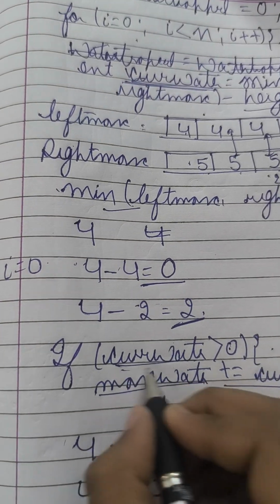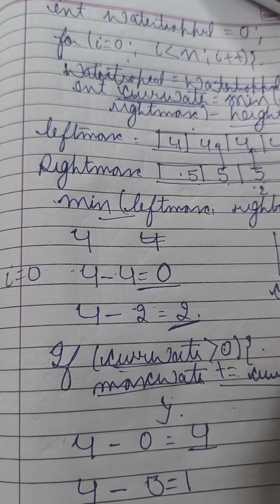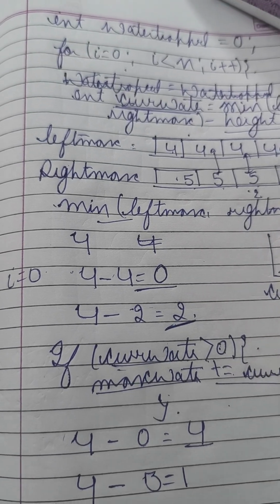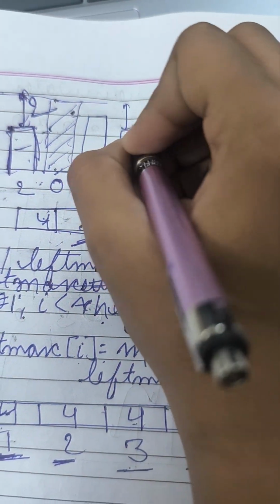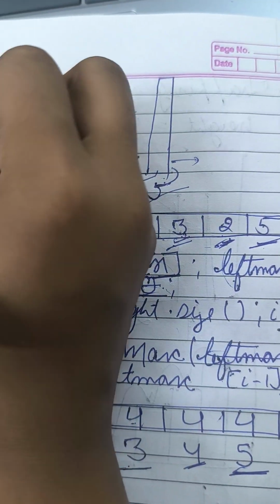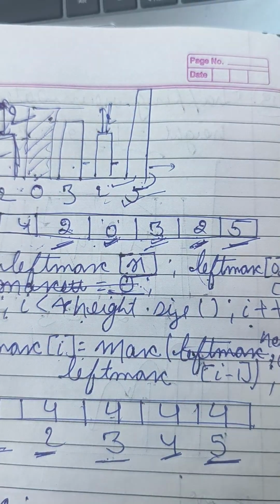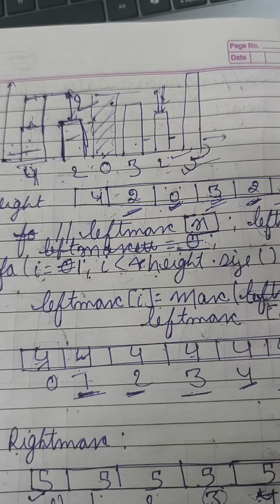Now current water is greater than 0, so max water equals max water plus current water. So again current water 2 gets added up over here, and you can see in the bar also that the 2 will get added up, because after taking the minimum of these two, the 2 is going to be added over here. So whatever steps we are taking right now, it's completely correct.